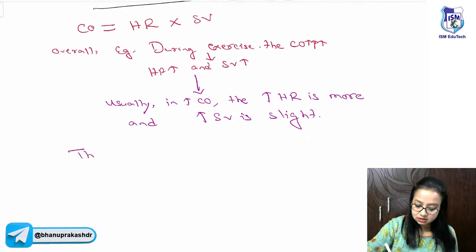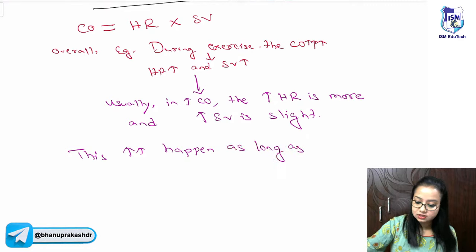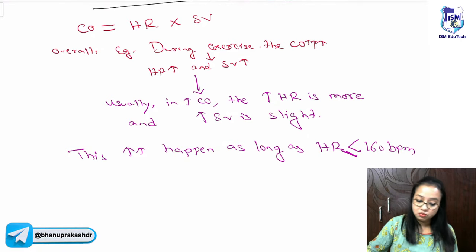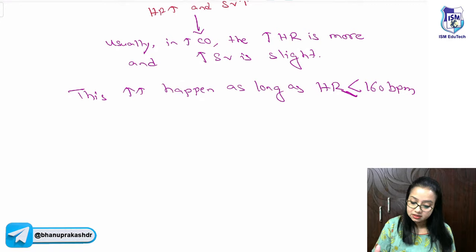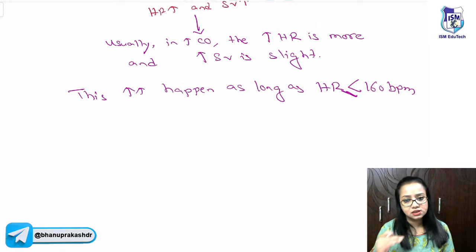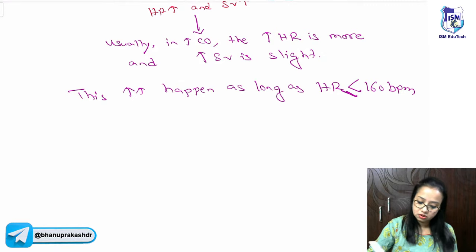Now, this increase happens as long as heart rate is equal to or lesser than 160 beats per minute. Once the heart rate is within 160 or just below 160, then an increase in the cardiac output will cause an increase in the heart rate and a slight increase in the stroke volume. Okay.